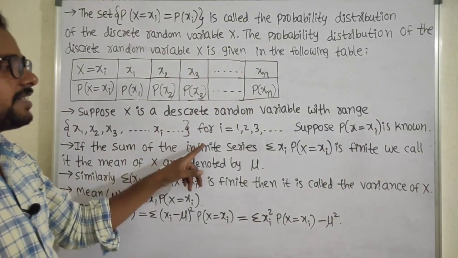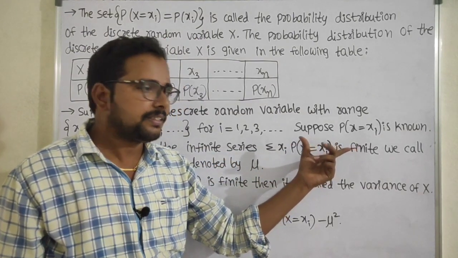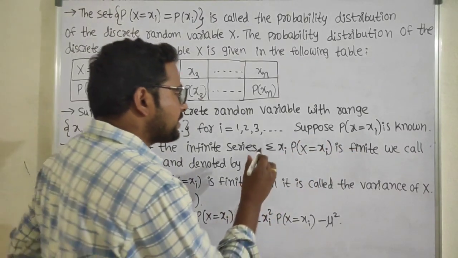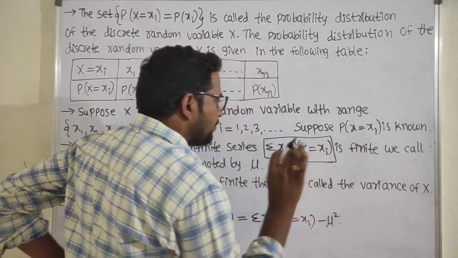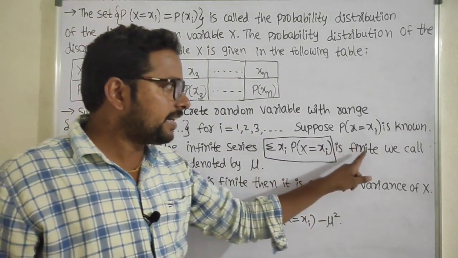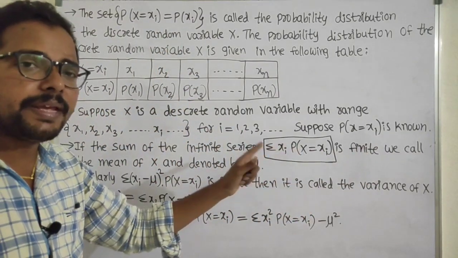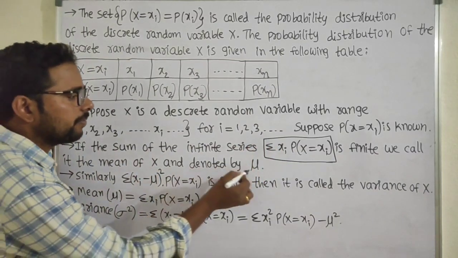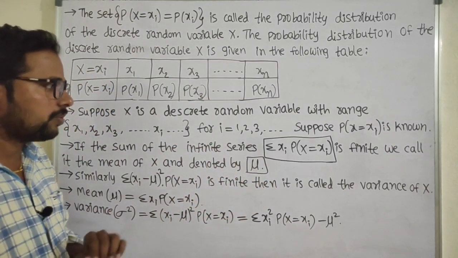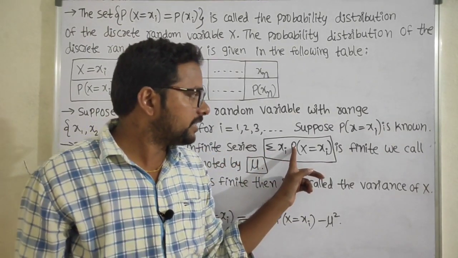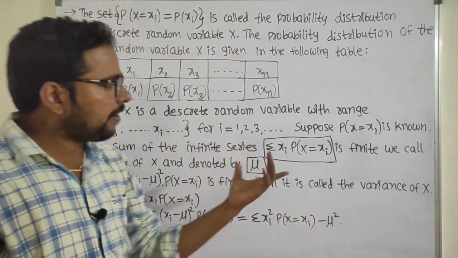If the sum of the infinite series sigma xi into p of x equals xi is finite. What is the infinite series? Sigma xi into p of x equals xi. This is a very, very important formula. If it is finite, then it is called the mean of x and is denoted by the symbol mu. Mean of x is equal to sigma xi into p of x equals xi. This is the mean formula. We will use this mean formula throughout the chapter.